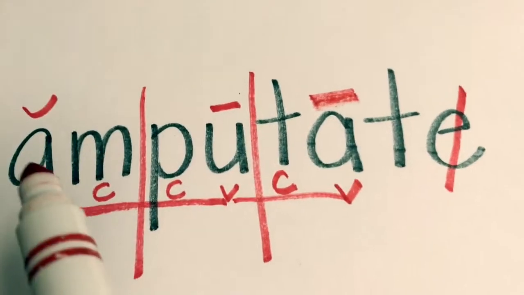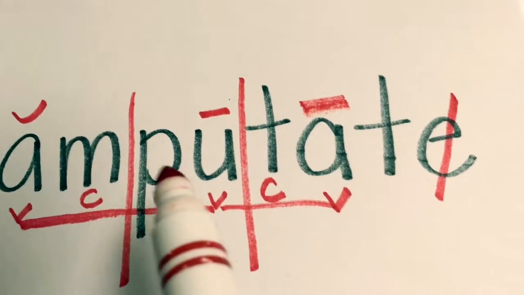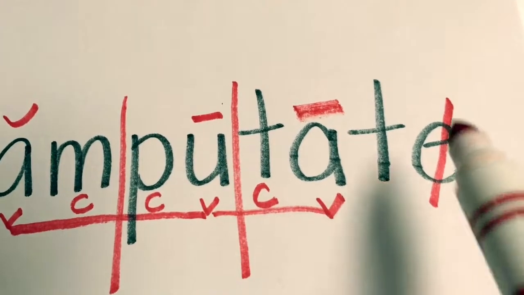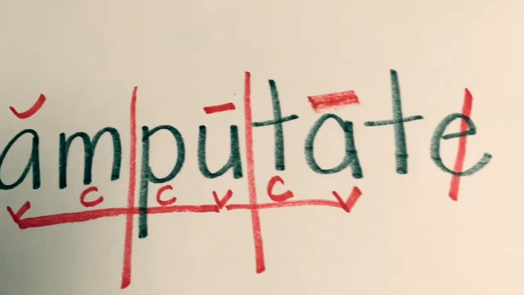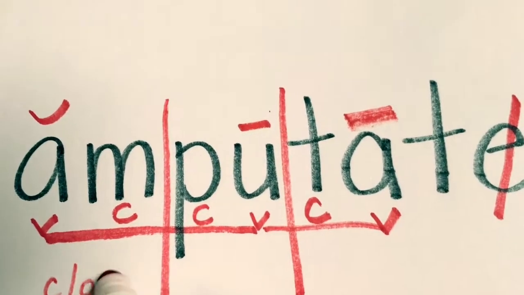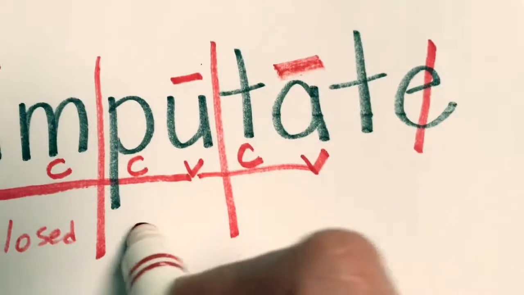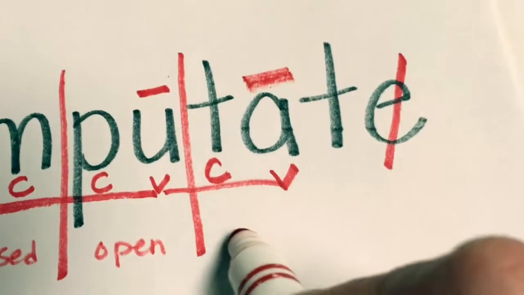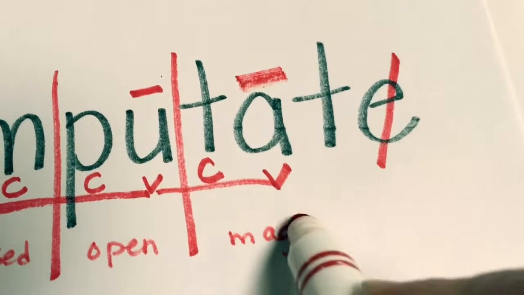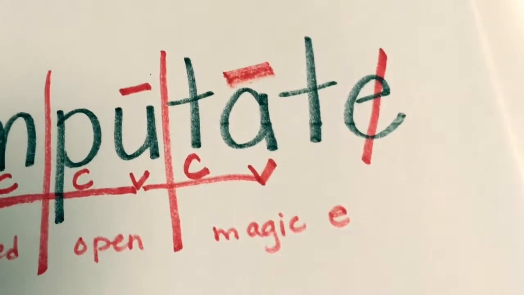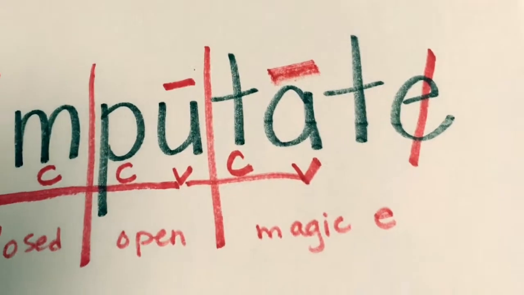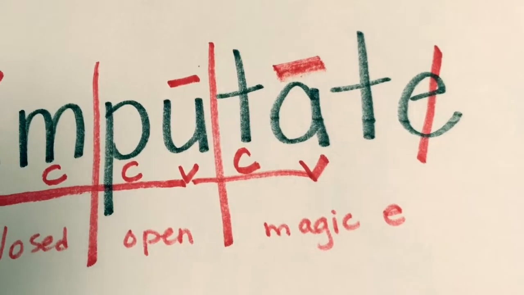All together, I can read amputate. I have a closed syllable, an open syllable, and now I know that I have a magic E syllable. Some people call it a silent E. In my classroom, we call it a magic E.